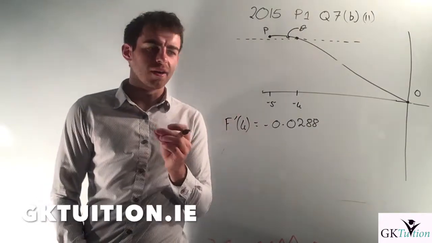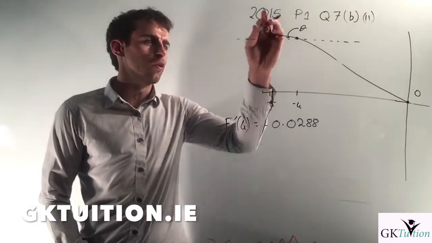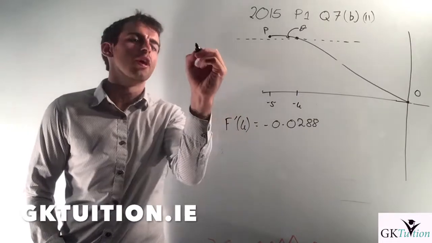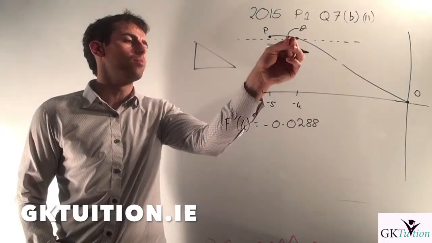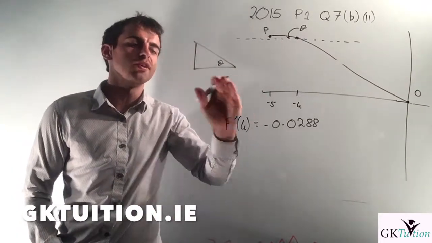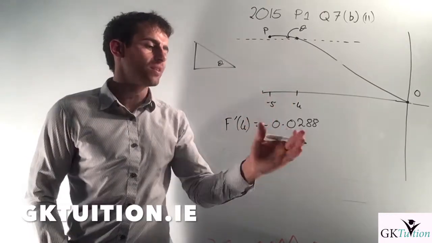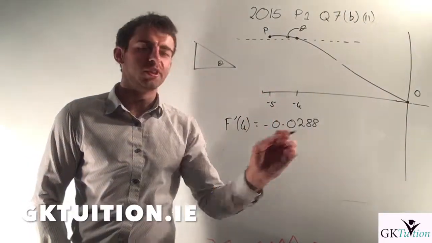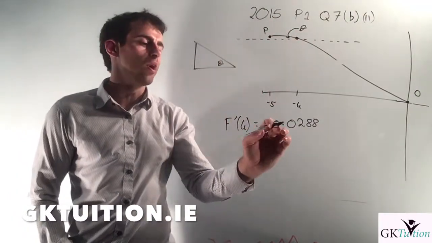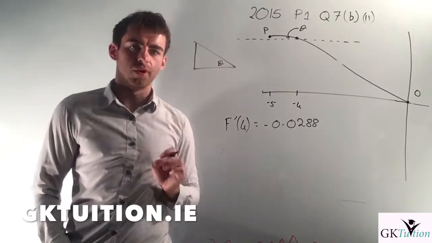Now I want you to recognize that when you get your first derivative, you're getting the slope. The slope is the rise over the run. If I blow this up a little bit, imagine this is my theta here. My slope would be the rise over the run. I know that the slope of the function when x is minus 4 is minus 0.0288. And the slope is the rise over the run.